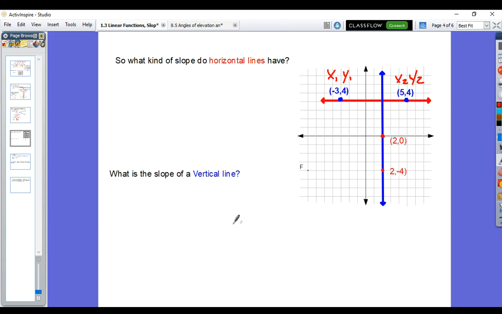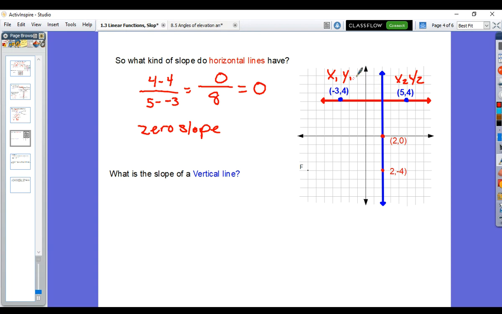So if we're going to set up our equation, we will set up y2, which is 4, minus y1, which is 4, over x2, 5, minus x1, -3. On the numerator, we get a 0. In the denominator, we get 8. So 0 divided by 8 will always give us a value of 0. 0 divided by anything will always give us 0. So this is known as zero slope. Or, of course, the letter 0 slope.